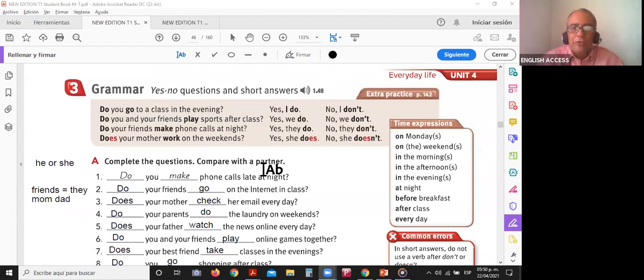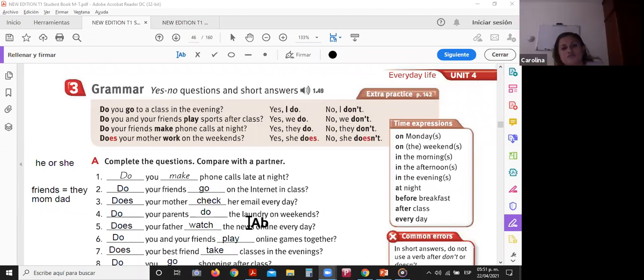We have answers that are yes or no. For example, yes, I do means yes. No, I don't means no. But we need to say it completely. It's acceptable to say yes, it's acceptable to say no, but the complete form is to say yes, I do. So for example, Carolina, do you go to classes in the evening? Yes, I do. Negative? No, I don't.